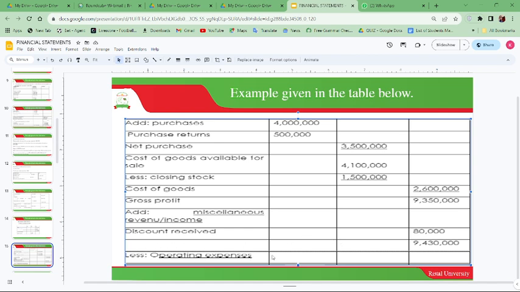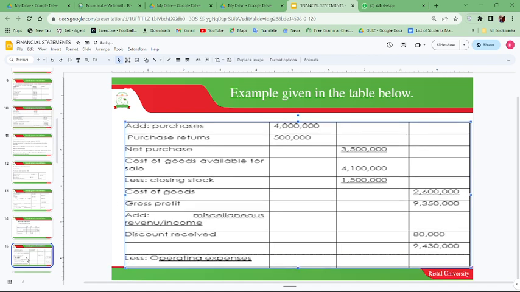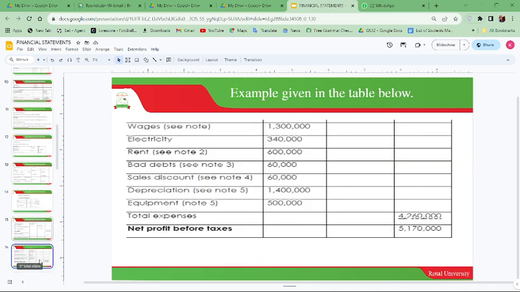So we less operating expenses. We get all our operating expenses that we had in the example that we have. So we have wages, electricity, rent, bad debts, sales discount, depreciation, and equipment. Those are all expenses. Equipment notes.